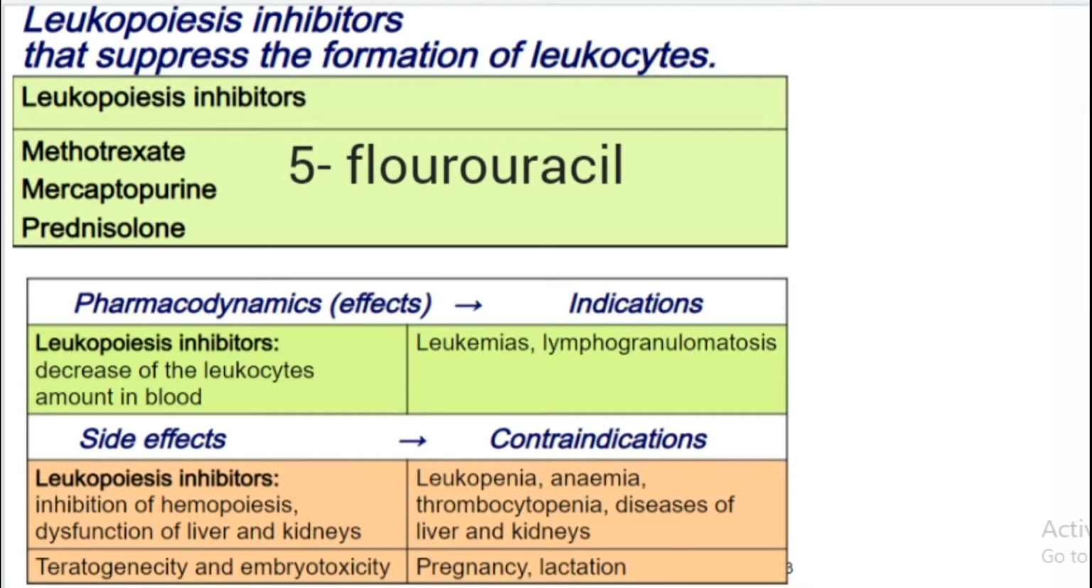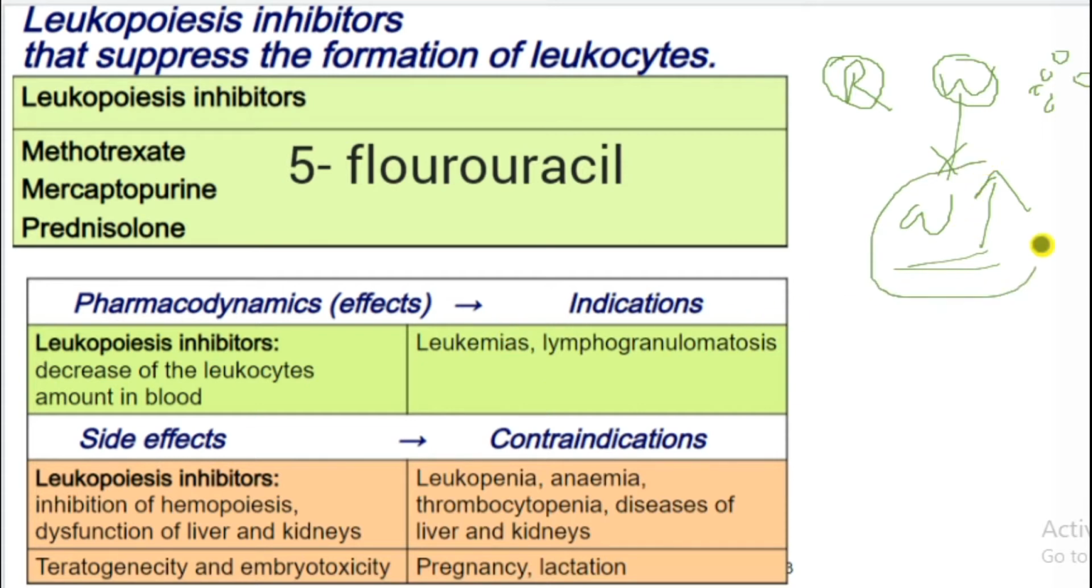So in our blood we have RBCs, WBCs, and platelets as formed elements. If the amount of WBC increases, we can say it is leukocytosis, because the number of leukocytes is increased.